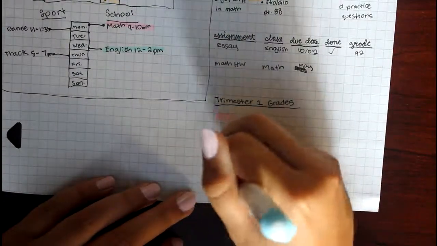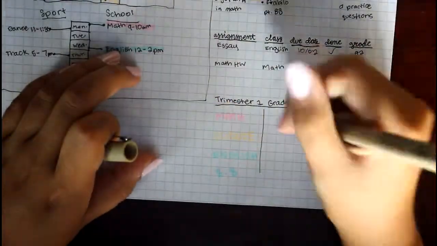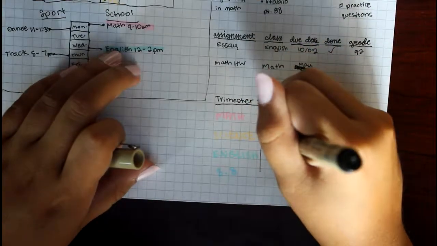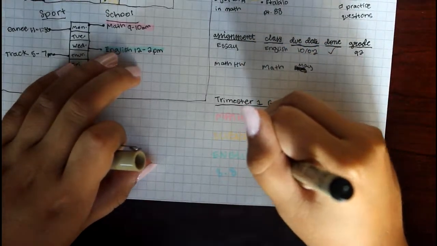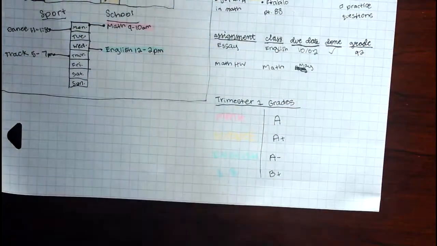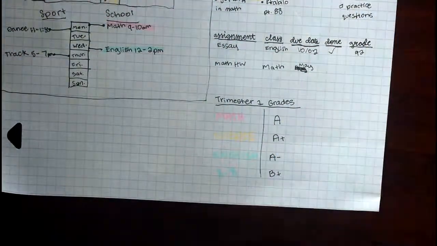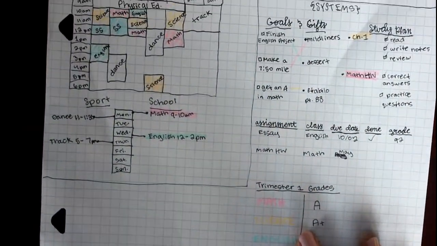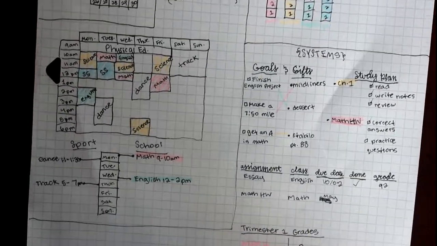If you have semesters, you could do semester 1, semester 2, and I don't know, some schools divide by 4 parts. If you do that, you could also do that. I don't know what that's called. But I just wrote down my grades, and it's as simple as that. You can look back and see what your grade is.